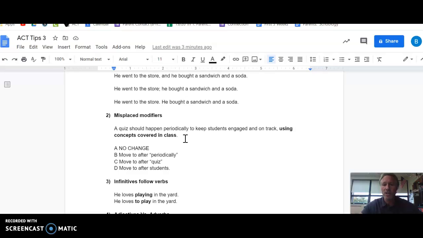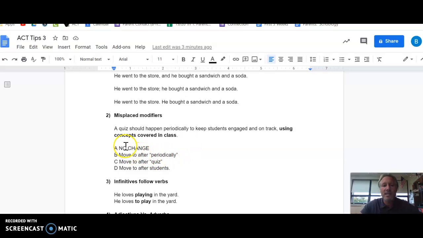Should we go no change? Well, does using concepts covered in class identify or modify the word track? I don't feel like it does. If you put it after periodically, a quiz should happen periodically using concepts covered in class. Better, but not quite yet.